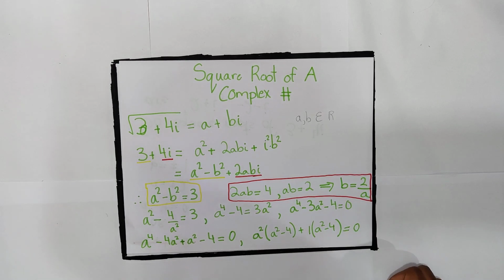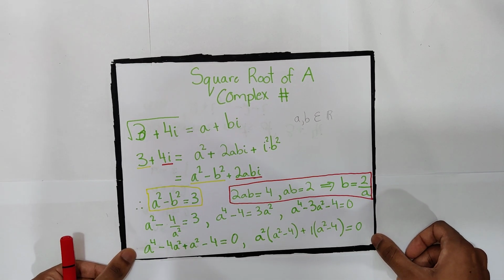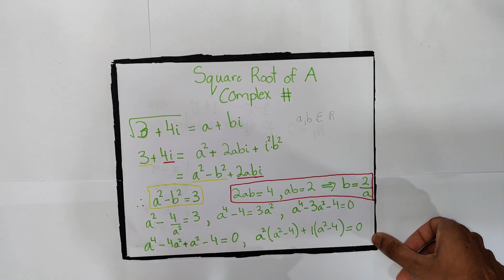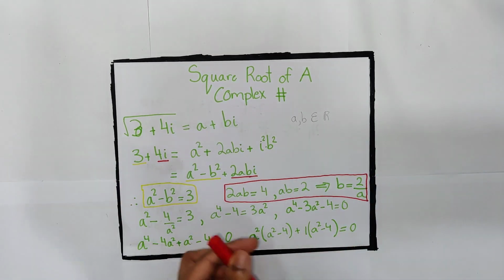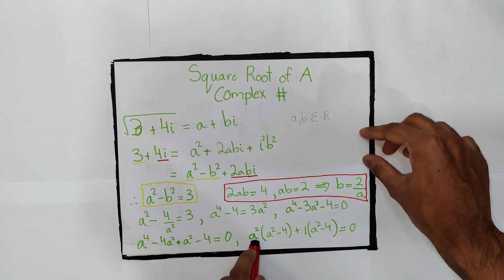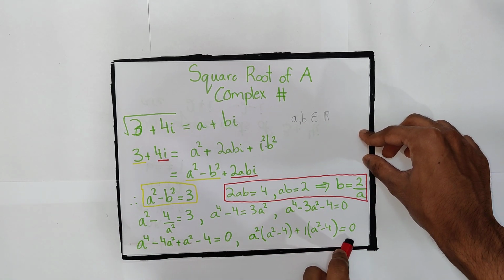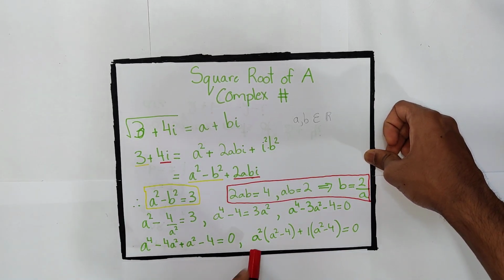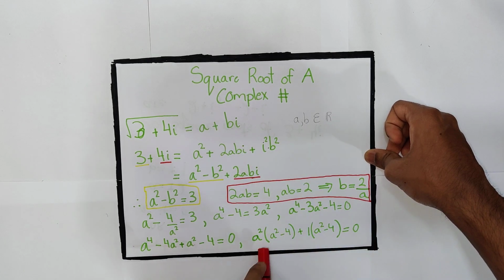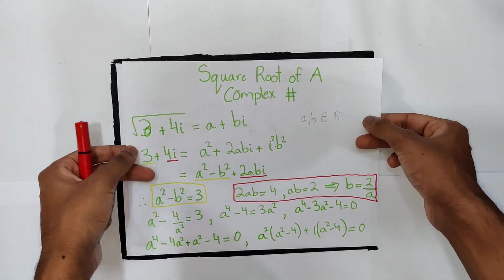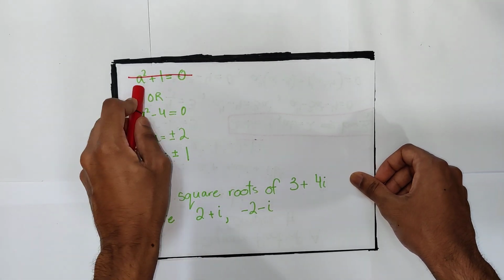Now, there are two possible options here. Either a squared plus 1 is 0, or a squared minus 4 is 0. But because a and b are real numbers, we know that a squared plus 1 can never be 0. Even though we have the imaginary number system at hand now, a was defined to be a real number initially. So this option of a squared plus 1 being equal to 0 cancels out. Not allowed to use it.